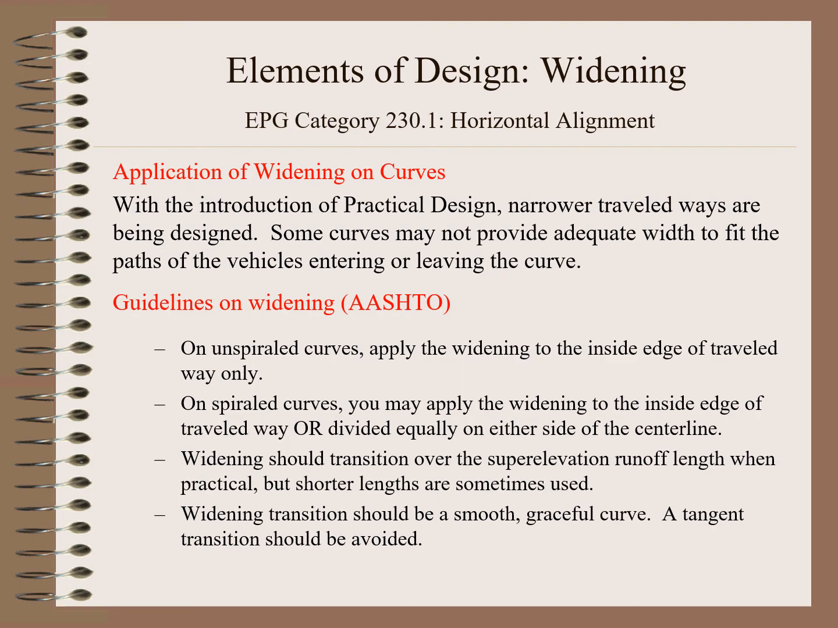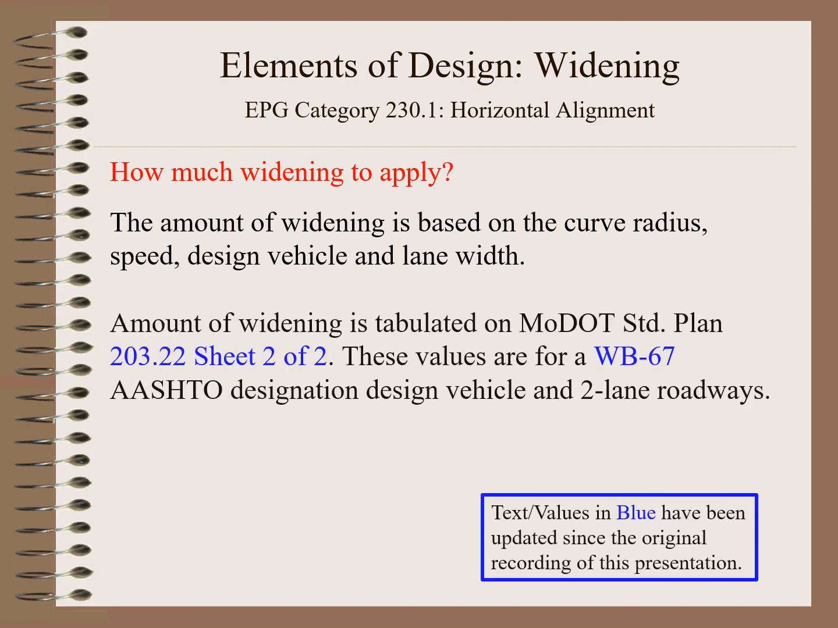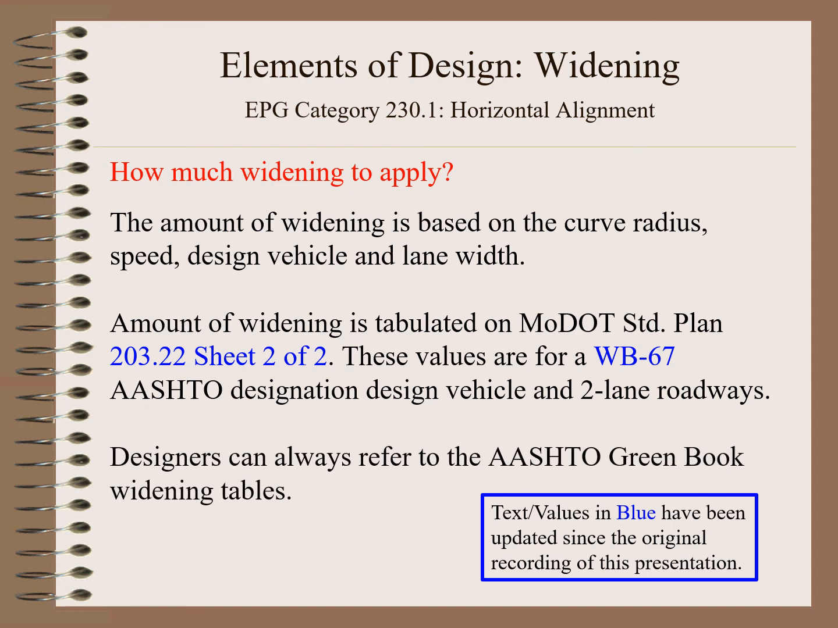So how much widening do we apply on our roadways? Well, basically the amount of widening is based on the curve radius, the speed, the design vehicle, and the lane width. And like I mentioned earlier, the amount of widening is tabulated on MoDOT standard plans 203.20 and 203.21. These values are for a WB-50 AASHTO designation design vehicle in a two-lane roadway. The WB-50 design vehicle is an intermediate semi-trailer. Designers can always refer to the AASHTO Green Book for the widening tables.